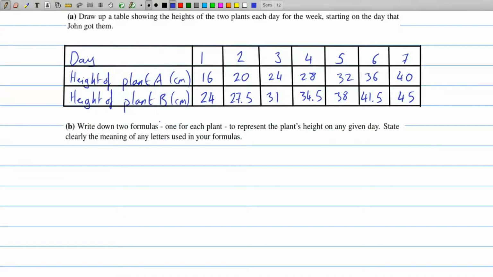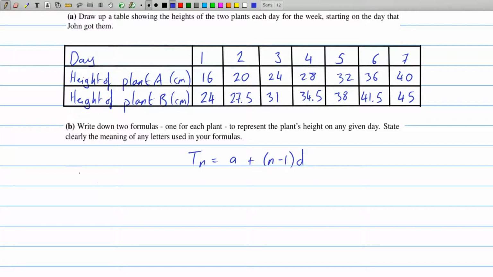Part B asks us to write down two formulas, one for each plant, to represent the plant's height on any given day, and we have to make sure that we state the meaning of any letters used in the formulas. So hopefully you'll notice that the heights of these plants, because they're going up by the same amount each day, at least for each individual plant, follow an arithmetic sequence. So we should know that the terms of an arithmetic sequence are given by this formula. Tn is equal to a plus n minus 1 times d, a being the first term in the sequence, d being the common difference, and n being the term that you're looking at.